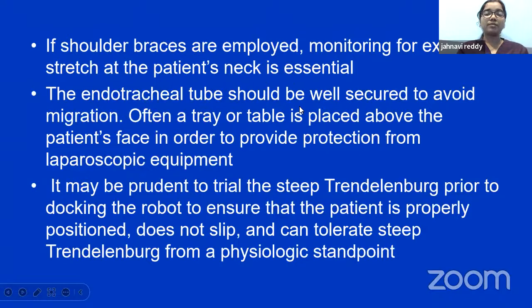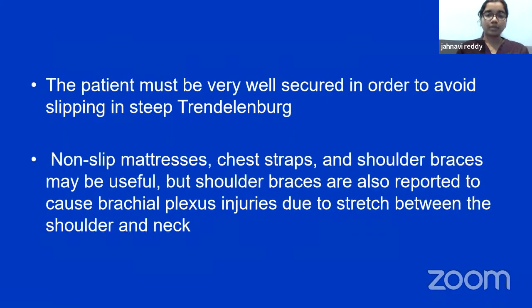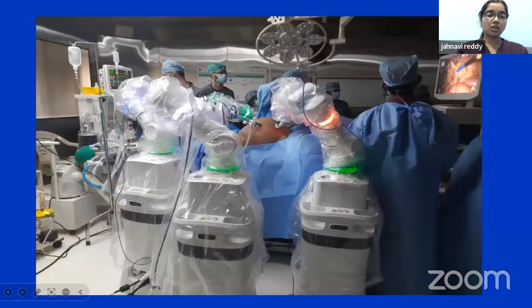The ET tube should be well secured to prevent migration. Often a tray or table is placed above the patient's face in order to provide protection from laparoscopic equipment. As you can see here, the docking of the robotic docks is seen. While moving the docks, it might injure the patient's face, so the patient's face is covered appropriately to prevent any injuries.